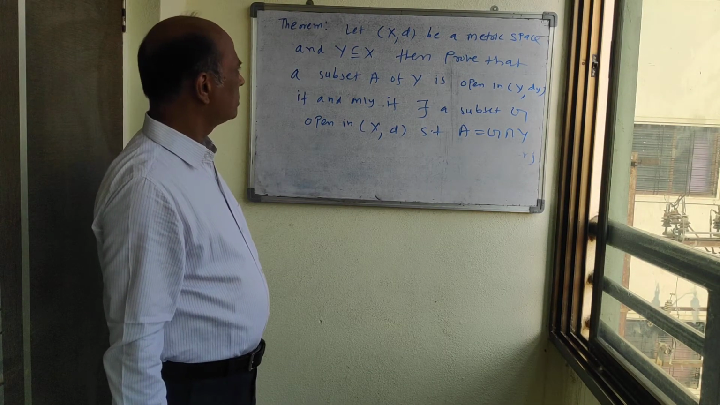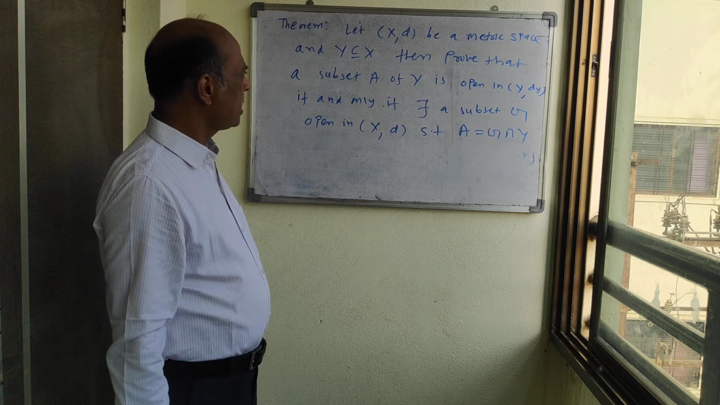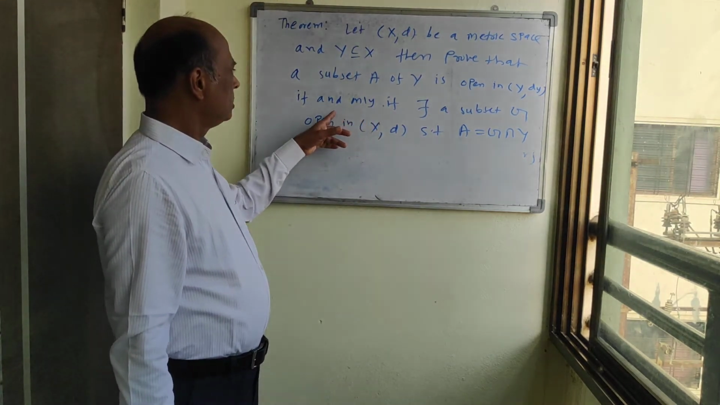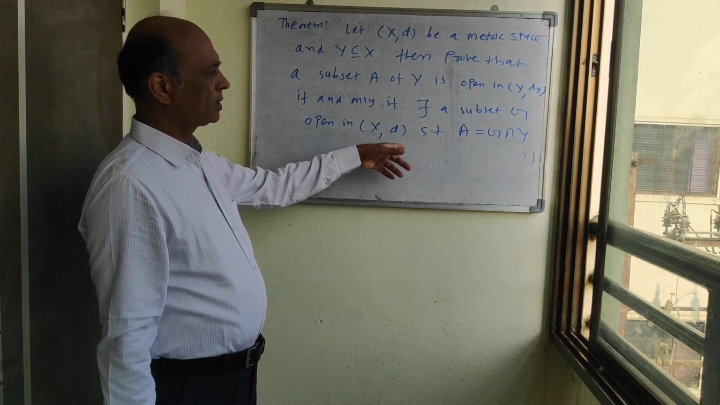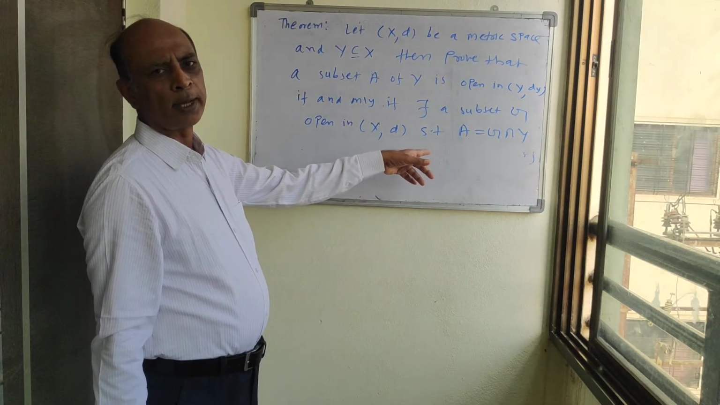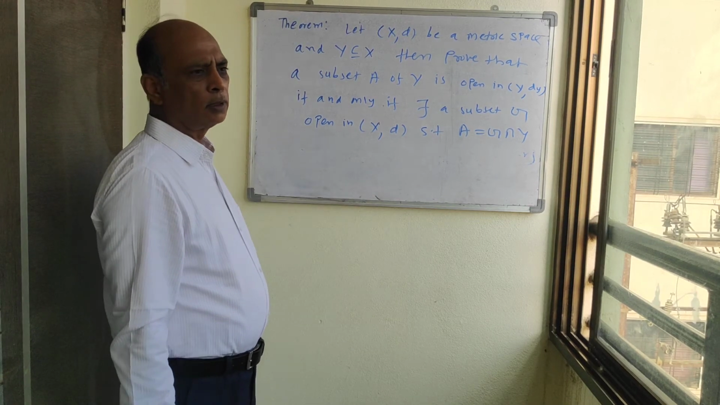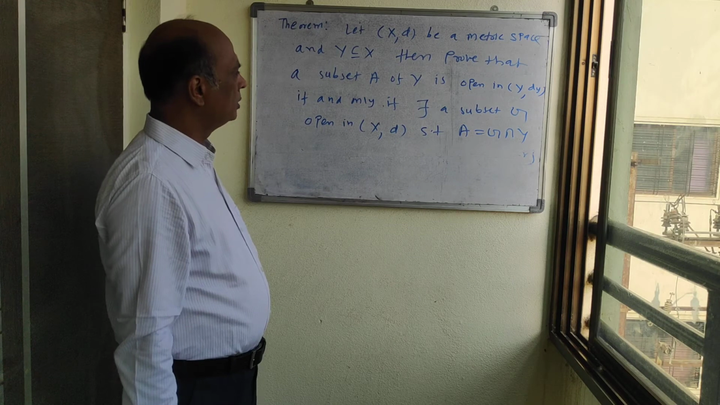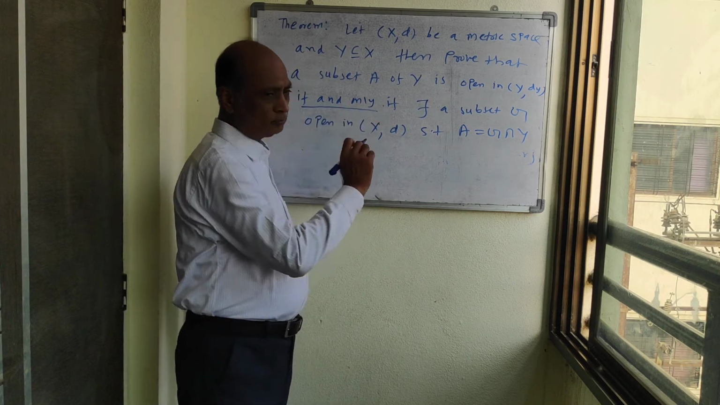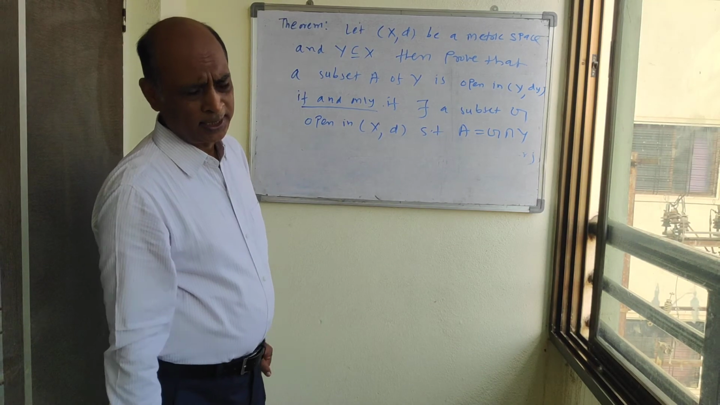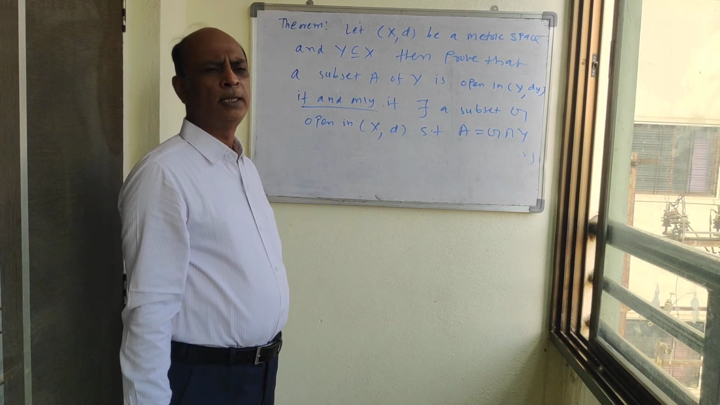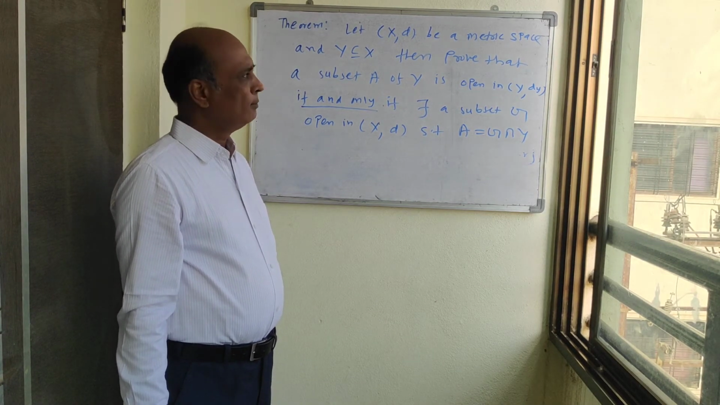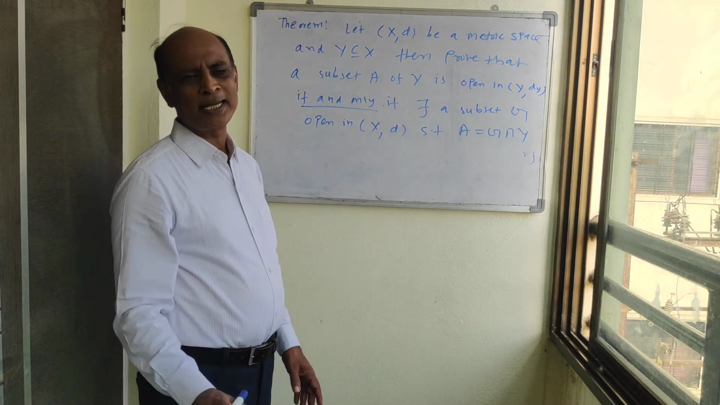So let (X, d) be a metric space and Y a proper subset of X. Then we have to prove a subset A of Y is open in (Y, d_Y) if and only if there exists a subset G open in (X, d) such that A is equal to G intersection Y. Here there is the phrase "if and only if." What is meant by if and only if? It means we have to prove both the statement and its converse.